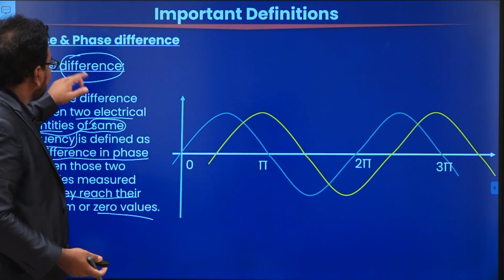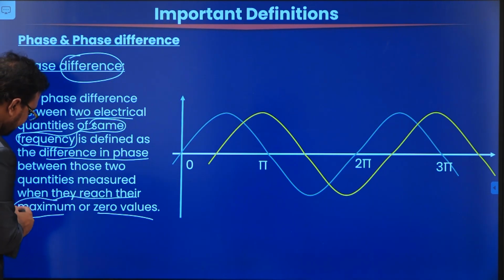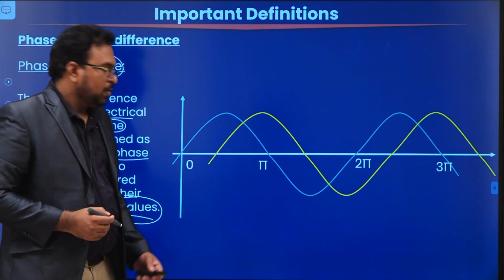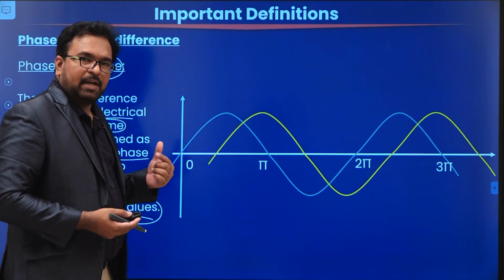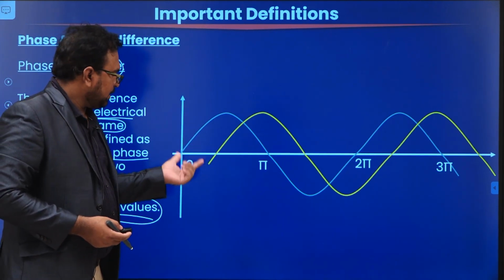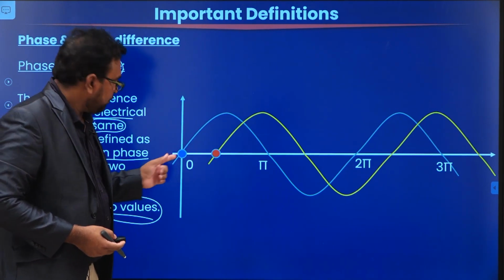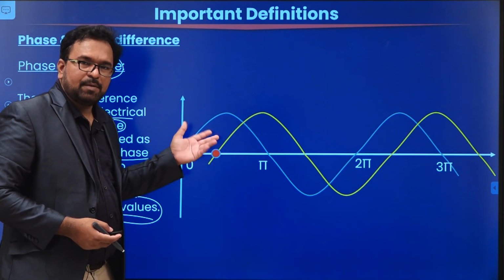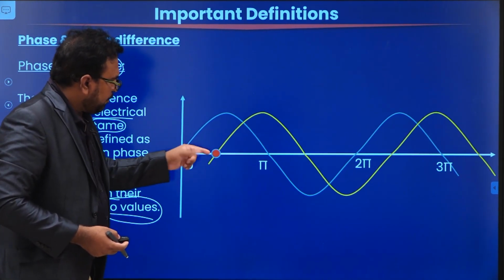Now we are going to measure the phase difference. The difference is going to be measured when they reach their maximum or 0 values. So here let us measure at 0 instants where the waveform reaches 0 values. Let us measure those values. Here these are the 2 points where the waveform reached 0 from negative to positive. Here we can measure from either negative to positive or positive to negative. So these are the 2 points where the waveform reaches 0.